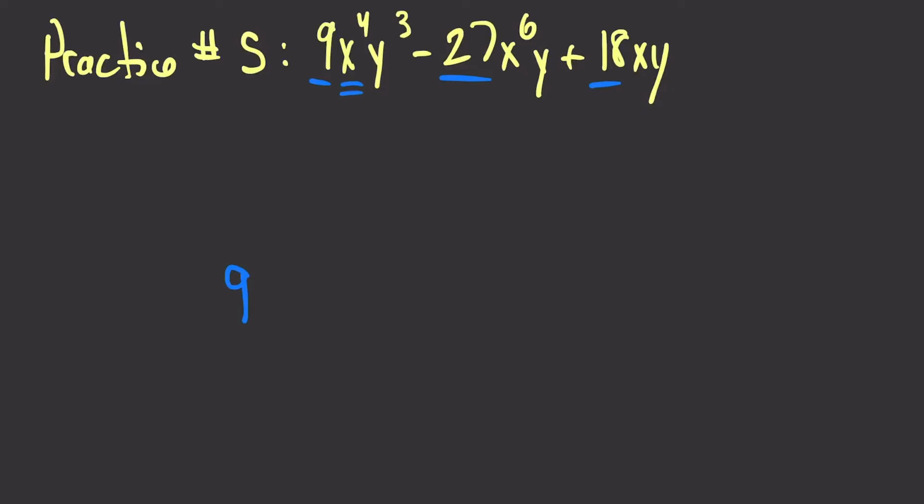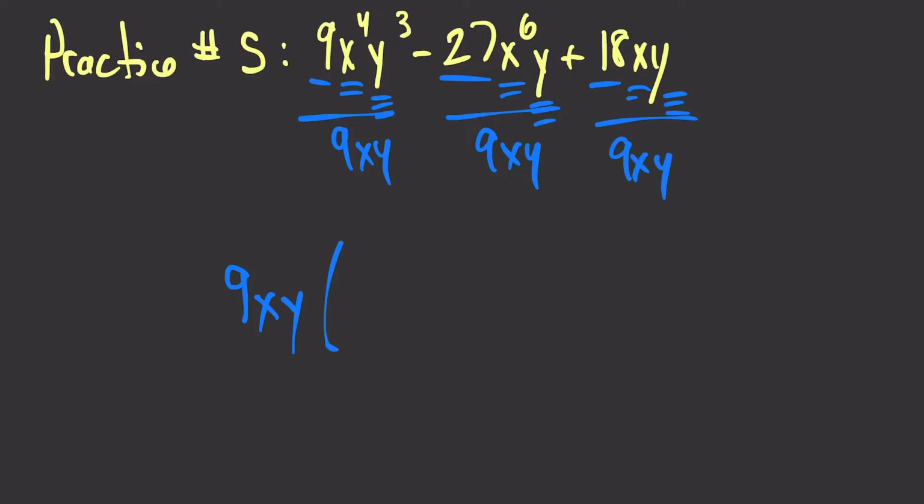Now I've got an x to the 4th, an x to the 6th, and an x. So I'm just going to pick the x. Y cubed, a y, and a y. So again, I'm just going to pick the y. Remember, you pick the variable with the smallest exponent. So now let's divide by 9xy.